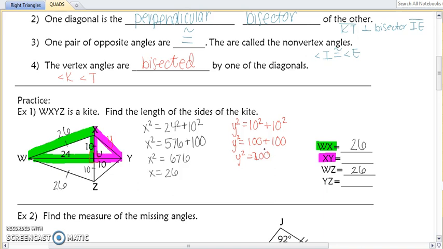Square root of 200, we will get 14.14. Writing it to two decimal places would be great. So 14.14. We also know that YZ is created with the two same measures of legs, right? 10 and 10. So therefore YZ is 14.14.